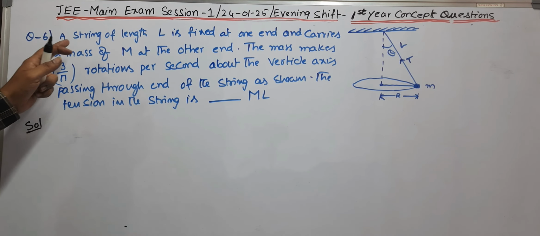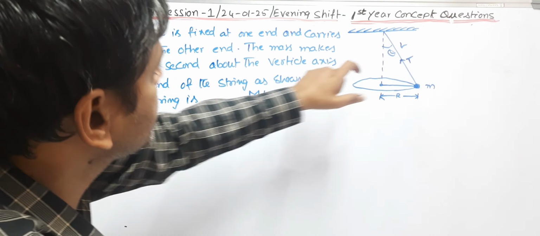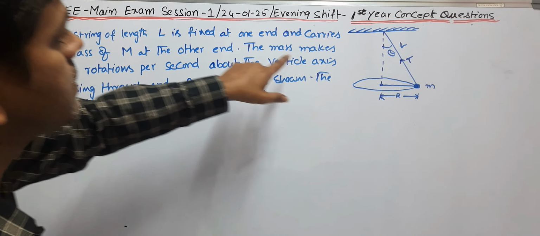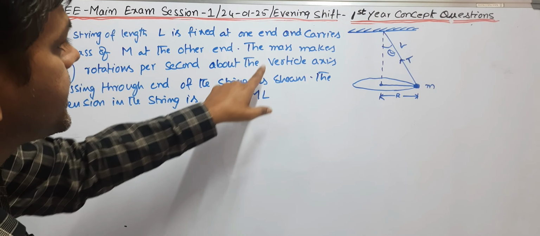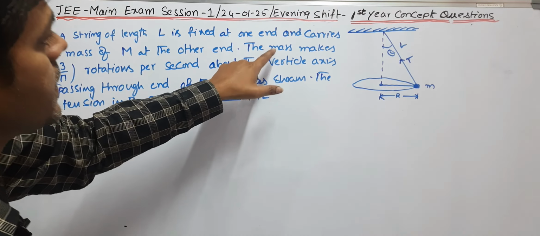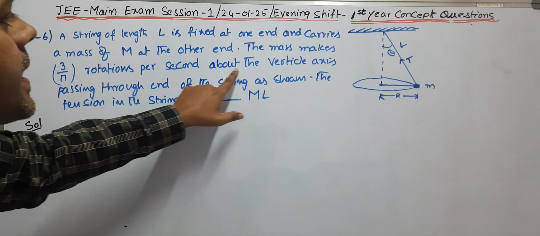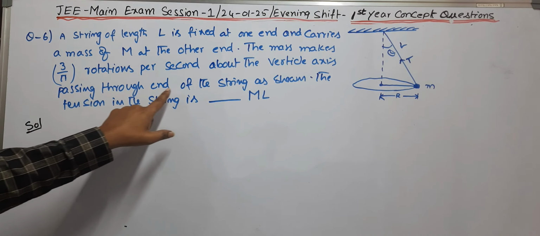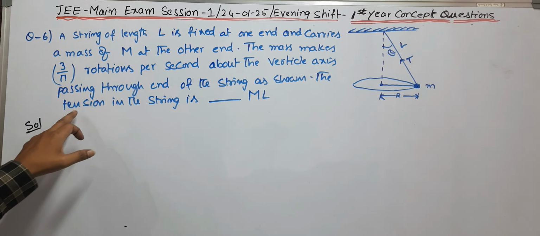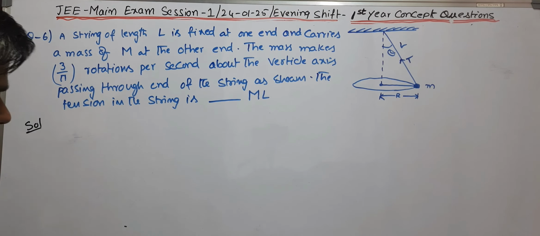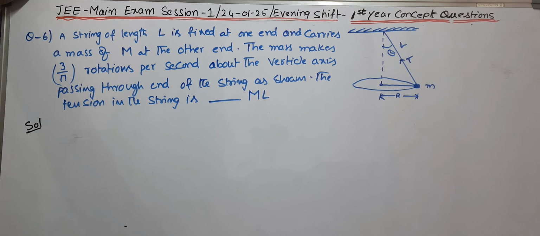Okay, the sixth question. A string of length L is fixed at one end and carries a mass m at the other end, the second end. The mass makes 3 by pi rotations per second about the vertical axis passing through the end of the string, as shown. It rotates like this. The question asks for the tension in the string. First you can draw the free body diagram, then you can easily solve this problem.